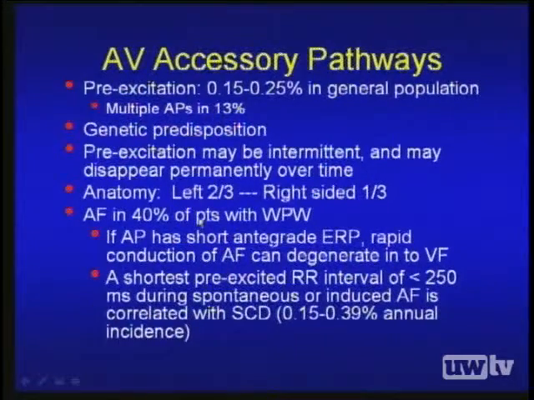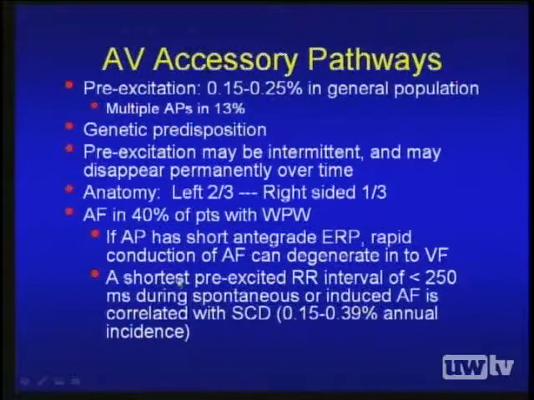Accessory pathways are usually located on the left side of the heart connecting the AV groove, and about one-third of them are located on the right side. Atrial fibrillation is also present in up to about 40% of patients with WPW, and this is the rhythm that carries a small risk of sudden cardiac death. So if the accessory pathway has a very short refractory period and rapid conduction, during atrial fibrillation, most of the depolarizing wavefronts will propagate across the accessory pathway and potentially could initiate ventricular fibrillation.